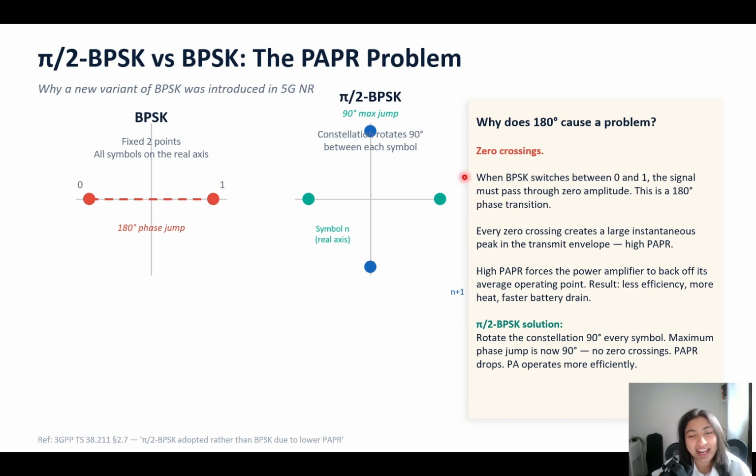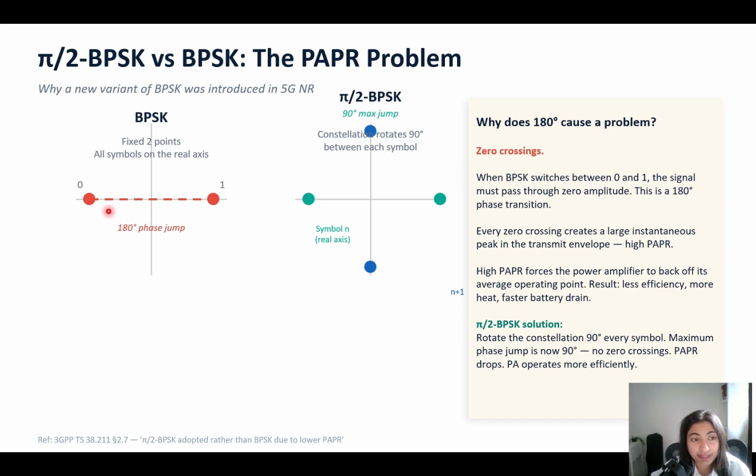This slide actually answers almost all the common questions that you might have had till now. What exactly is the constellation diagram? How exactly does it look? And why exactly does pi by 2 BPSK exist? So the answer as to why pi by 2 BPSK exists is in the power amplifier.